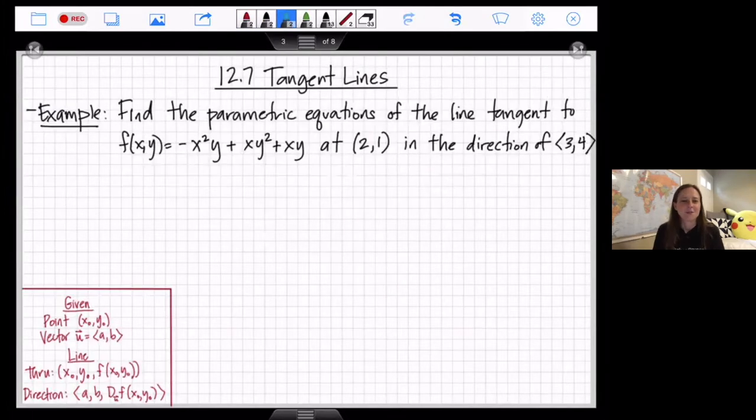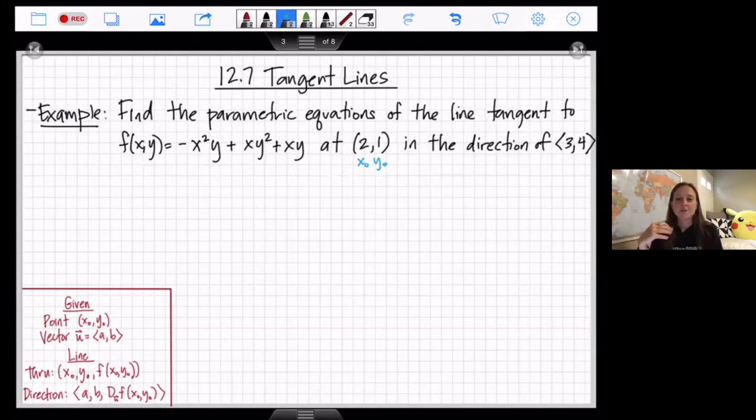All right, so let's give this a try. We're going to find the parametric equations of the line tangent to this surface at the point 2, 1 in the direction of 3, 4. All right, so the information that we're given is not just the function, but we're given a point and a direction vector. So the point that we're given is this x naught, y naught, the 2, 1, and the direction vector would be AB if it was a unit vector.